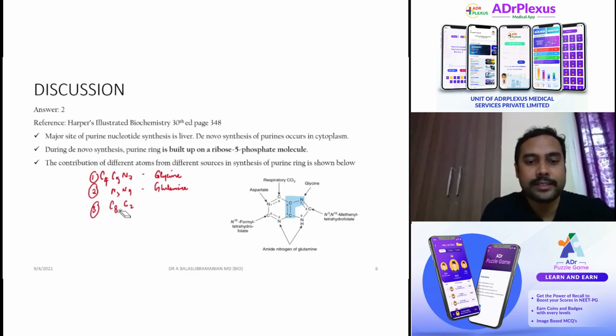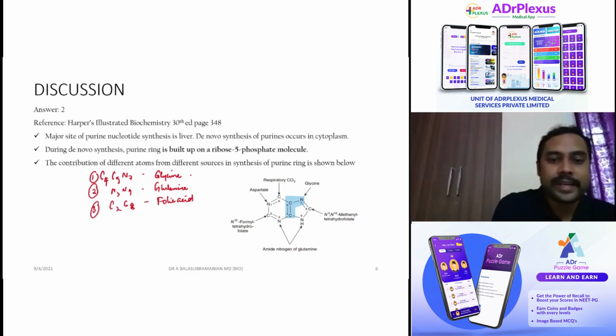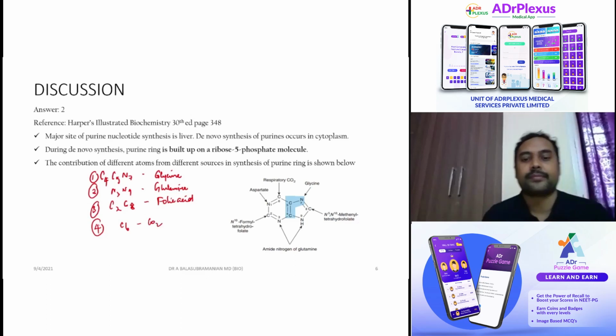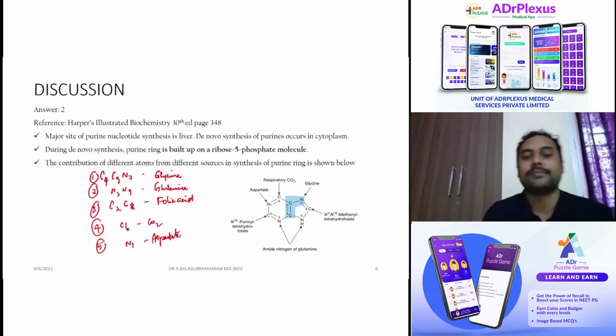You can write like this. C2 and C8 come from folic acid derivatives, like methenyl tetrahydrofolate or formyl tetrahydrofolate, all these things. Whereas the carbon at C6 comes from carbon dioxide. Some people say bicarbonate or carbon dioxide. So, okay, carbon dioxide. That leaves us with only one nitrogen. Okay, 4 nitrogens are there. So which is the only one nitrogen? Aspartate. So nitrogen 1 comes from aspartate.